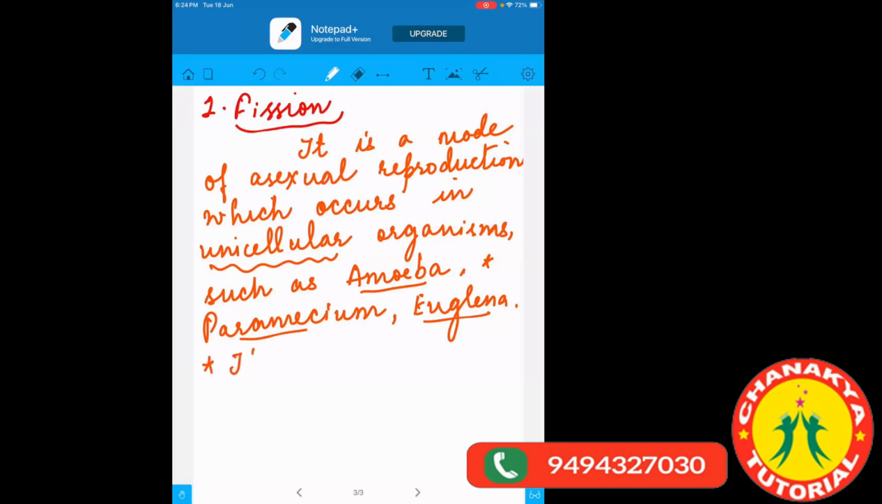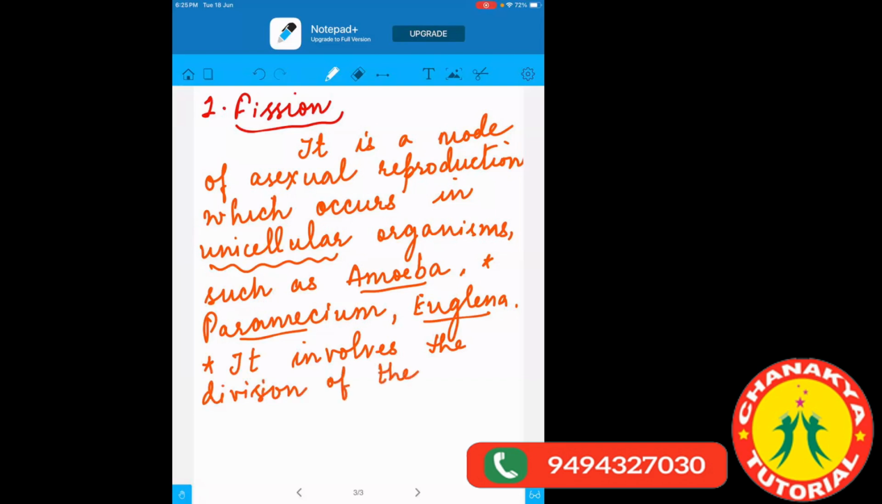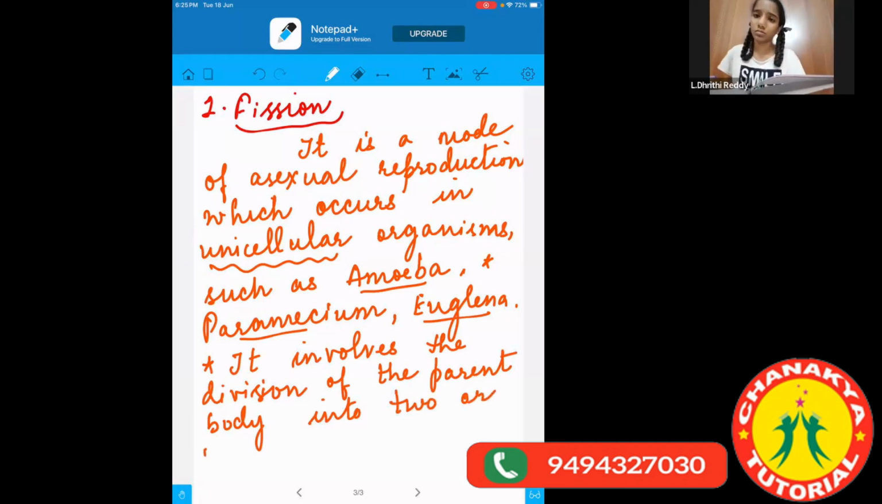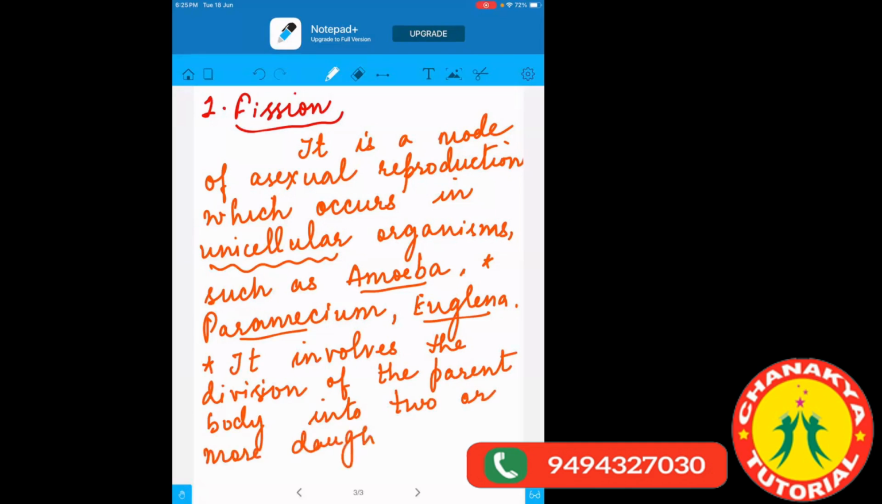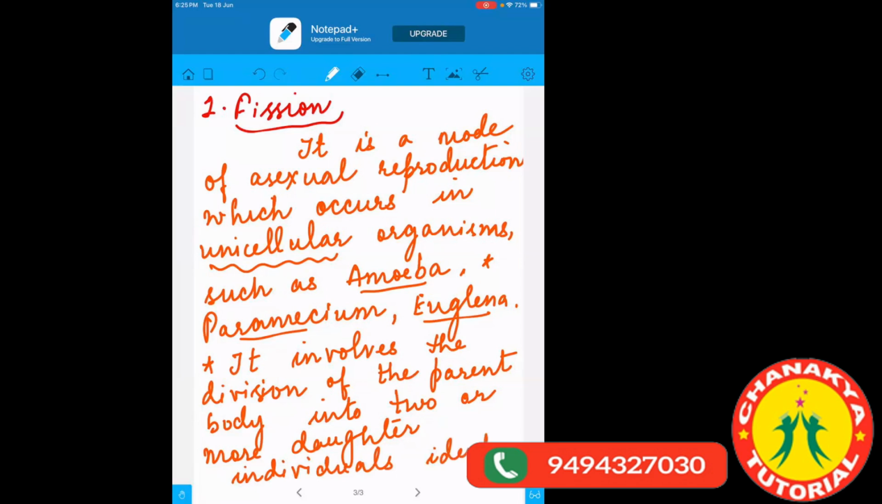Then what happens in this process? It involves the division of the parent body into two or more daughter individuals. So what happens in this case is the parent body will divide and form two or more daughter individuals. And how will they be? They will be identical to their parents. Why are they identical? Because they have come from the parent body. That is the reason they are identical.